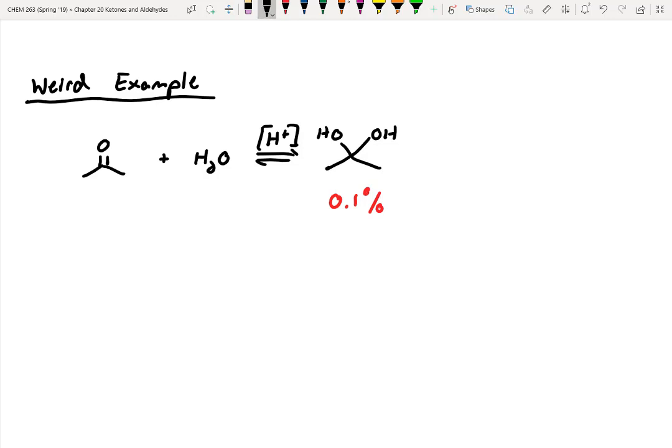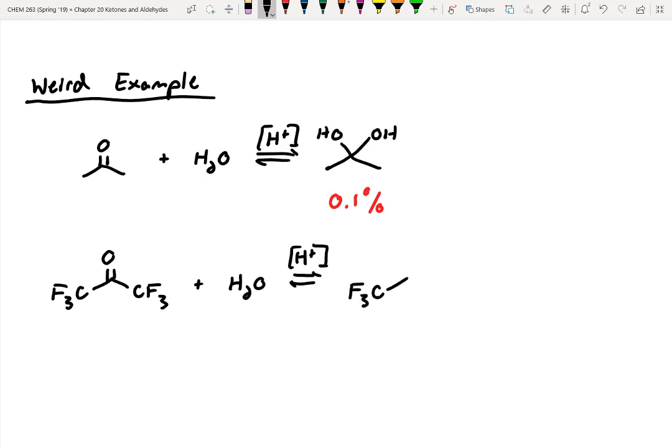All right. However, let's imagine the following. This is perfluorinated acetone. Do you think this is going to form a lot more of a hydrate? Yeah, absolutely. So this actually forms 99.9% hydrate, even though it's a ketone. And why is that again? Yeah, they're the most electronegative element. So they're going to tug electron density away from that central carbon through dipole induction, right? Which means that this carbon right here is really electrophilic.